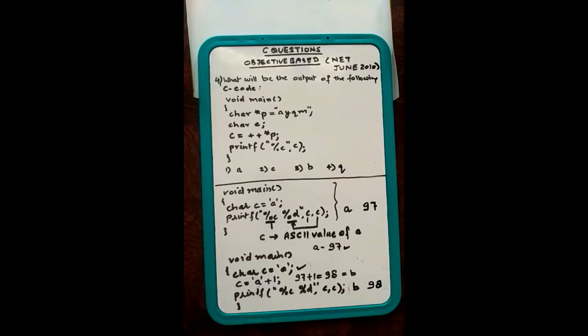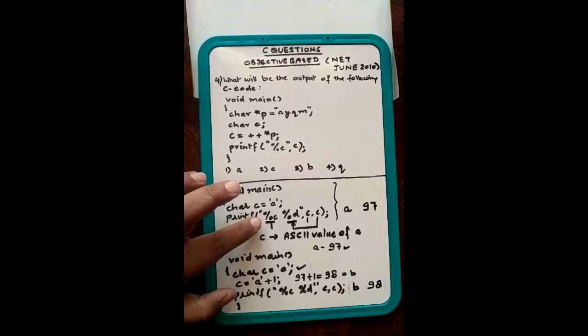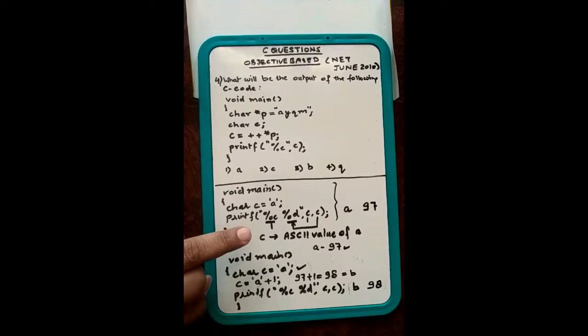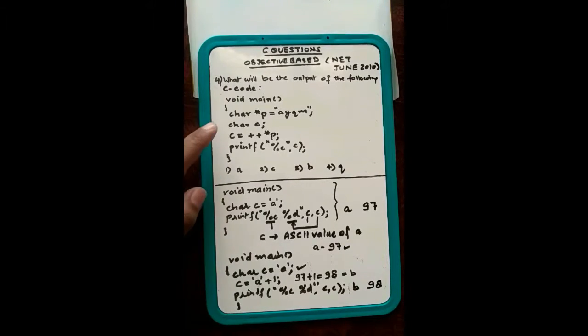Got it? Now, clearing this concept, we have come to know that when we increase any character value by 1 or by 2, its ASCII value is incremented, and when we print it by percentage c, its character value will be printed, and by percentage d its ASCII value will be printed. Got it? Now, if we see the above question, here I use the concept of pointers. So I will discuss the above question now.